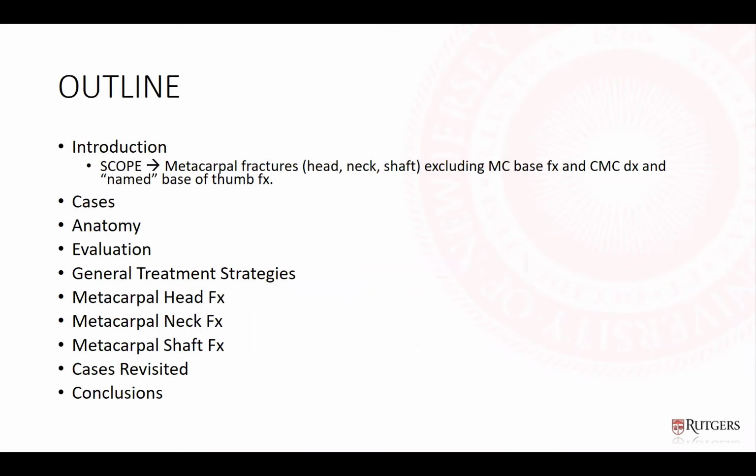I did want to define the scope of this presentation. We'll be talking about adult metacarpal fractures of the head, neck, and shaft, mostly of the neck and shaft. And we're going to exclude the metacarpal base fractures and CMC dislocations for another time. We'll talk briefly about thumb metacarpal shaft fractures, but not about the named base fractures.